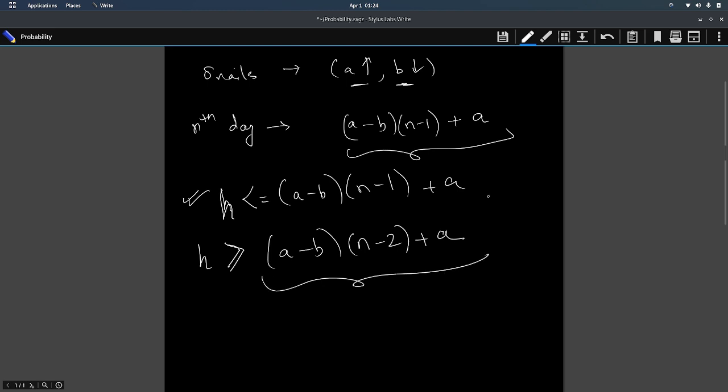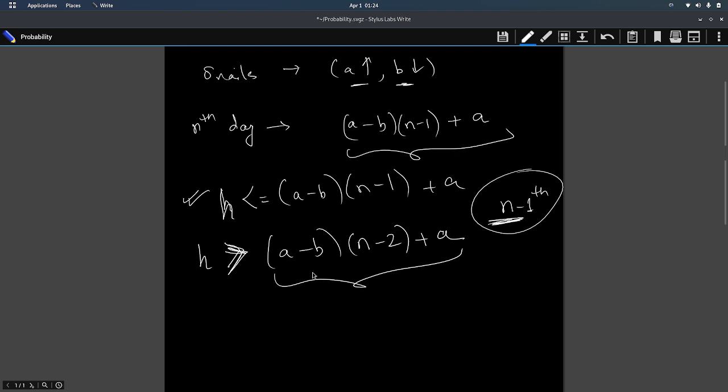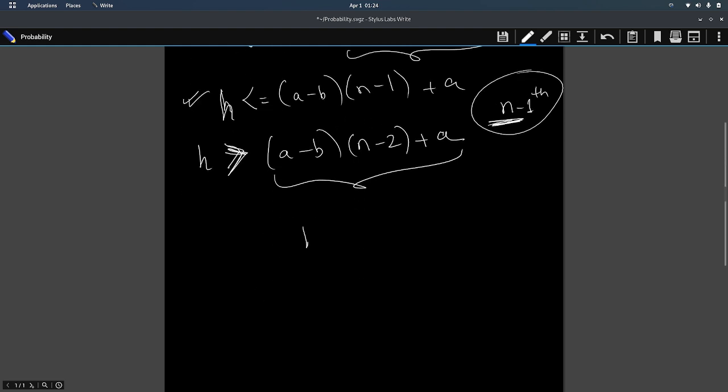The reason is that if h is not strictly greater than this, it means that at the end of the n minus 1 day the snail would have finished its journey, right? So there is no point of going another day. So basically our h is at most (a minus b) times (n minus 1) plus a, and greater than (a minus b) times (n minus 2) plus a.